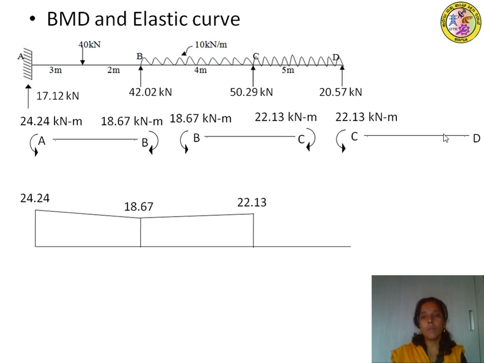And for CD member, at end C, this is the left end. So left thumb, again the left thumb is moving in the upward direction. And at D, since there are no moments, it is 0. So this itself is the magnitude of MDC. So join from 22.13 to 0. So this is the support moment diagram, over which we have to superimpose the free bending moment diagram.